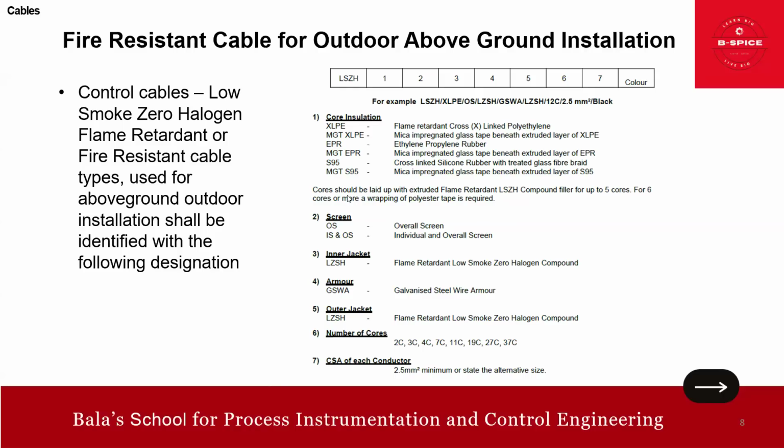The only difference here is the core shall be laid up with extruded flame retardant compound filler up to 5 cores. For 6 cores or more, wrapping a polyester tape is required. So that is the only difference here in the fire resistant cable. There's no doubt about up to 5 cores, but for more than 5 cores, wrapping of polyester tape is required. That is what they mentioned.